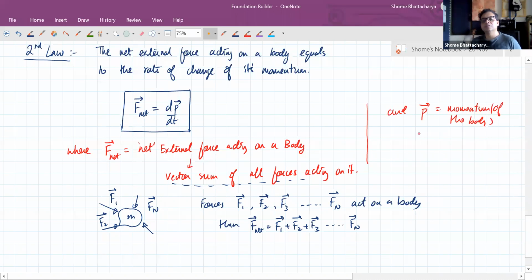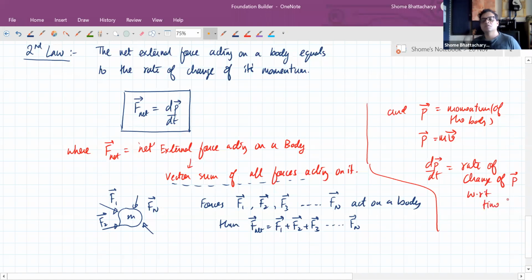So p is defined as mass into velocity, which we've seen before. Okay, so dp by dt is nothing but rate of change. What we know in calculus now, rate of change of momentum with respect to time. Like in calculus, you know that dy by dx is the rate of change, instantaneous rate of change or differentiation of y with respect to x. So it's that same operator that we're using, a rate of change operator.